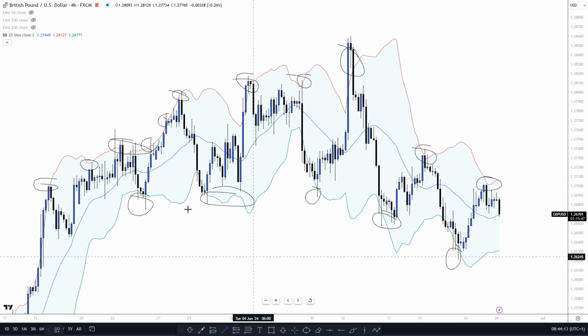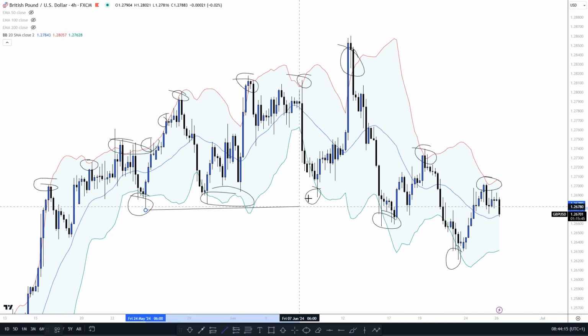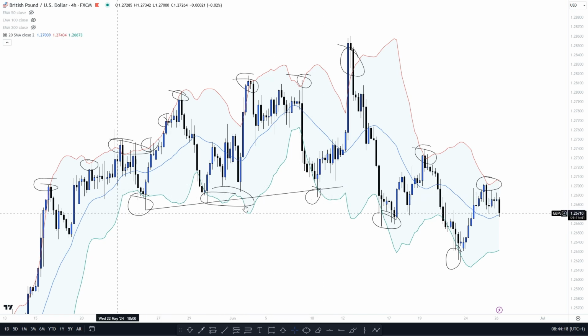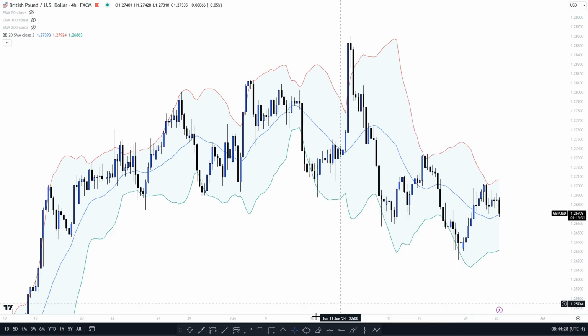You could look at something like this and go, I've got a third touch of a trend line on the bottom of the Bollinger Band, and look, you've had a nice reaction there. You could target the top of the Bollinger Band. It's basically just a tool that you can use. There's no need to overcomplicate it.